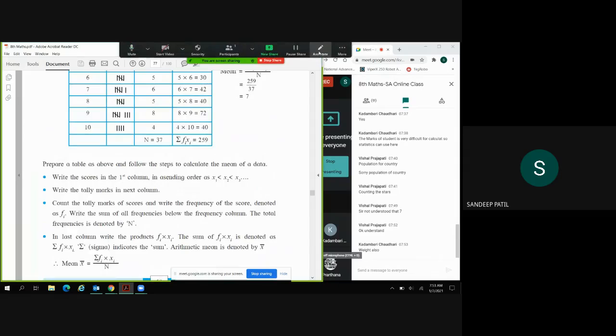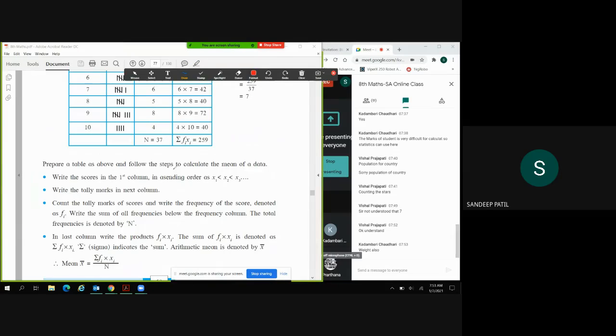So there are some observations. Let's see. Prepare a table above and follow the steps to calculate the mean of data. So they have given the procedures which we have just now explained, but let's go step by step. Write the score in the first column, like we have seen the 2, 3, 4. We can write in ascending or descending order, it's up to you. Okay, here we have written in the ascending order.